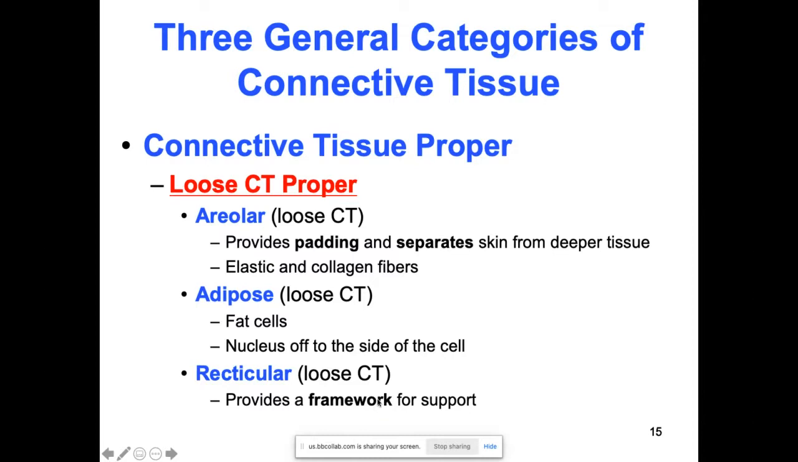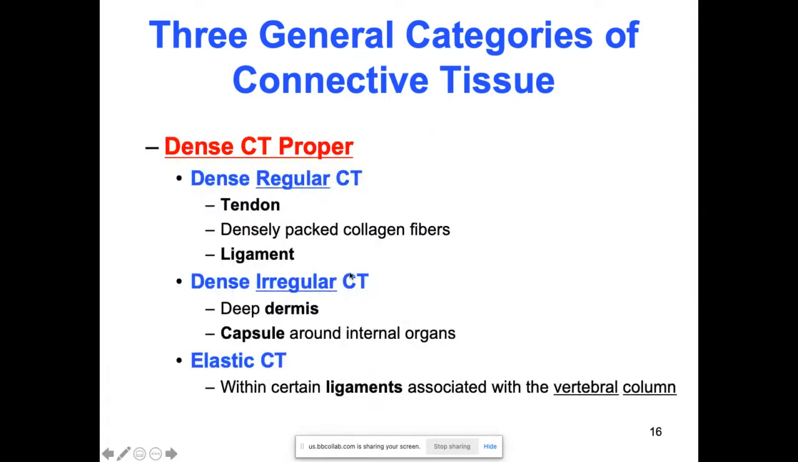Reticular is also loose. That just makes up the framework of a lot of the organs. Under dense connective tissue, the cells that make up these tissues run very closely parallel to one another. So they're densely packed collagen fibers. When I did human dissection many, many years ago, and I still do dissection in lab of certain animals at certain colleges, I show the muscles and the tendons, and you can actually see the fibers of them running in harmony.